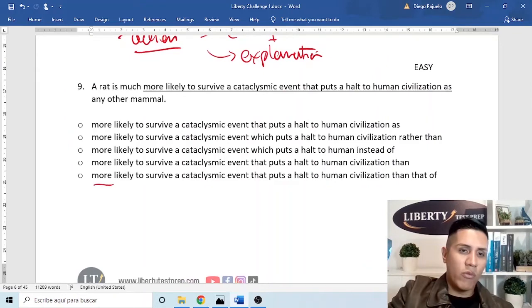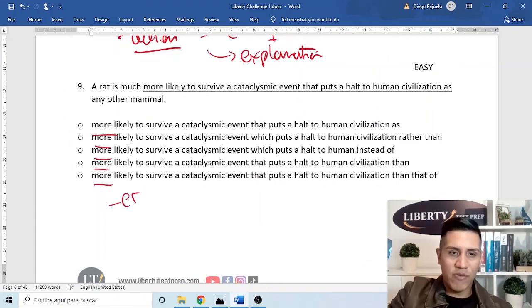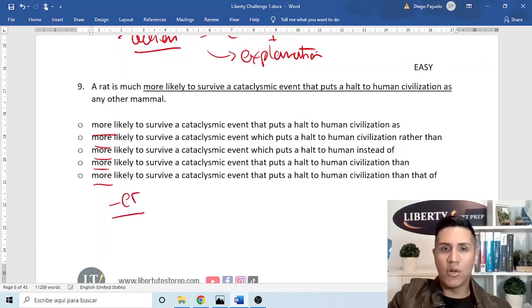More likely, we have the word more. Whenever we have a comparative adjective, something that ends in -er, like better, shorter, taller, we need a than, right? "Instead of" is wrong, "as" is wrong, we need a than here. "Rather than" is wrong. Why? Because we only need a than. We don't need a rather than. Rather than is a different thing. We only needed a than alone.